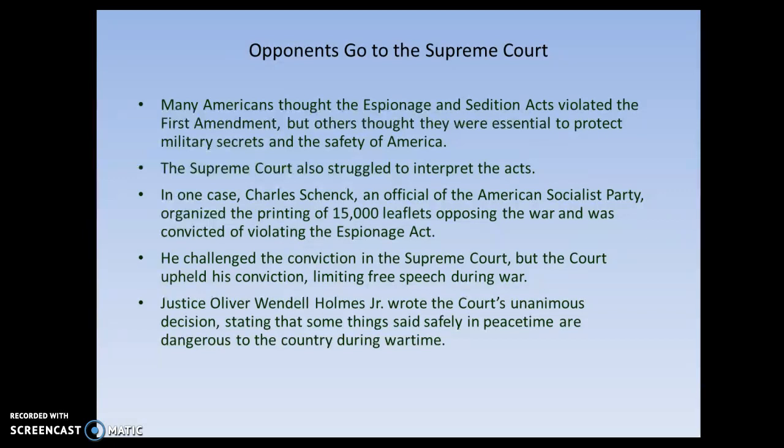In one case, Charles Schenck, an official of the American Socialist Party, organized the printing of 15,000 leaflets opposing the war and was convicted of violating the Espionage Act. He challenged the conviction in the Supreme Court, but the court upheld his conviction, which limited free speech during the war. People saw this and took note. Justice Oliver Wendell Holmes Jr. wrote the court's unanimous decision, stating that some things said safely in peacetime are dangerous to the country during wartime.